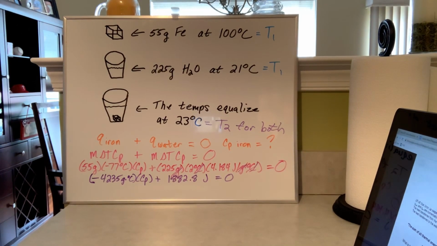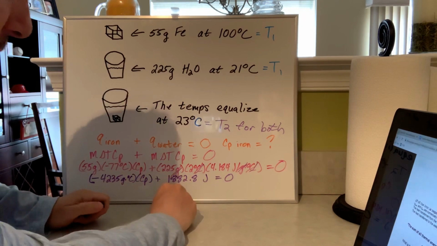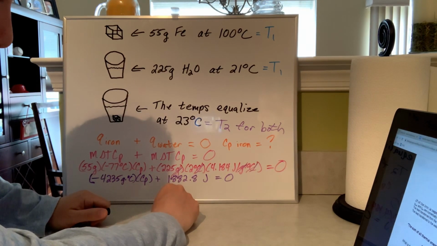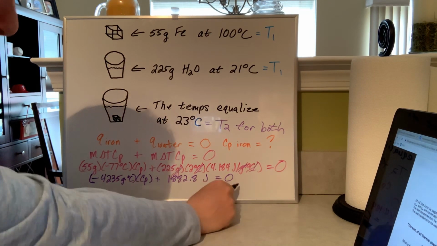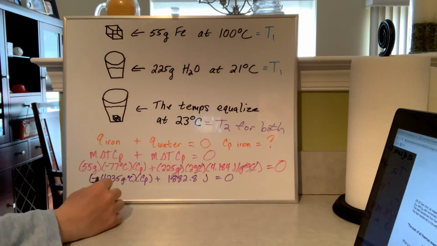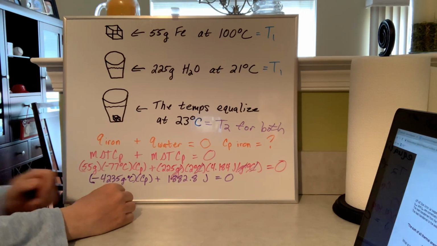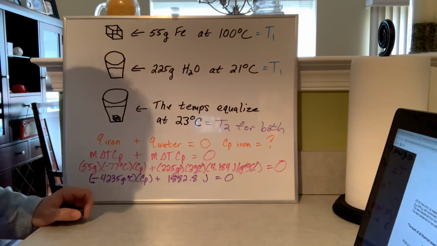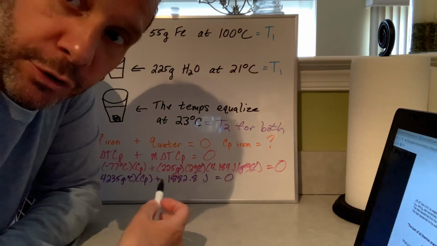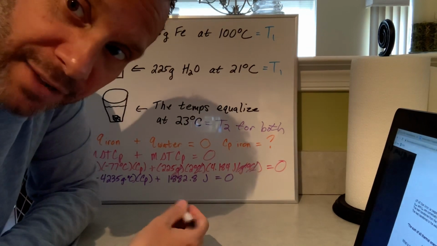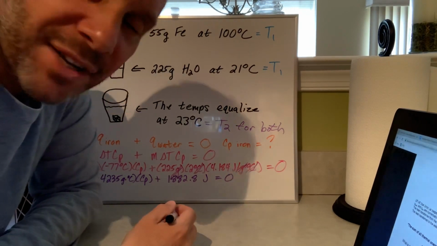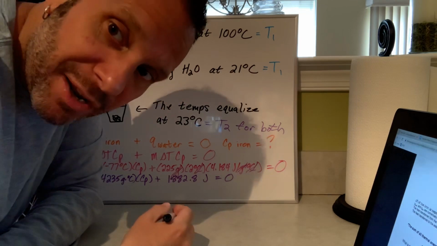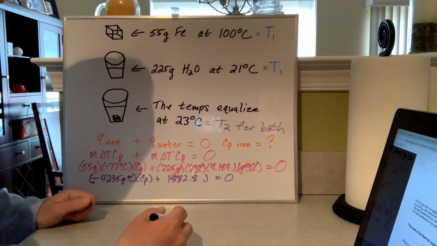Okay? All right. Next, which we're almost done, what I'm going to do is I'm going to subtract 1,882.8 joules from both sides, or you can add 4,235 times CP. It doesn't matter. But what's important is your CP value has to come out to be positive. You can't have a negative CP. You can't have a negative mass either. You can have a negative temperature, but not a negative mass or CP.